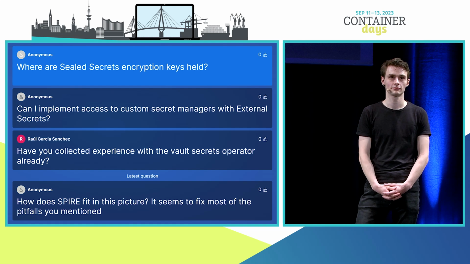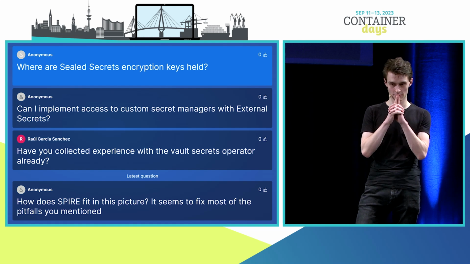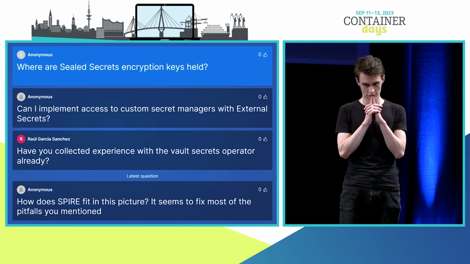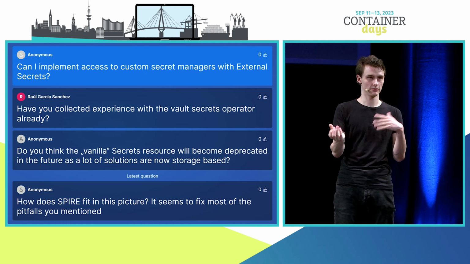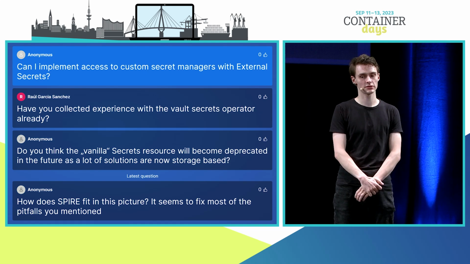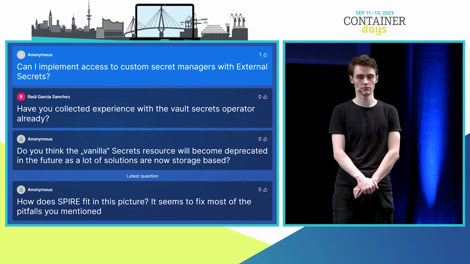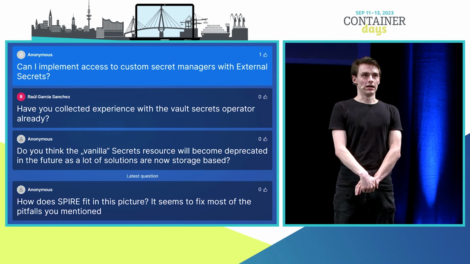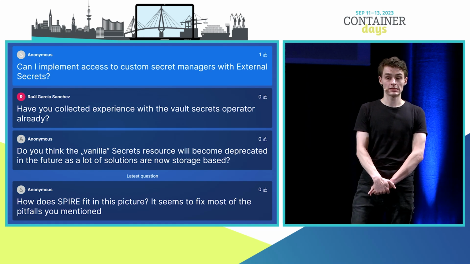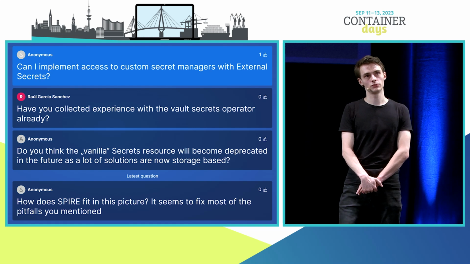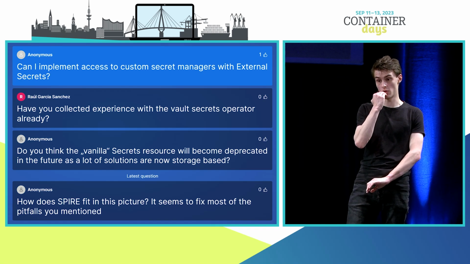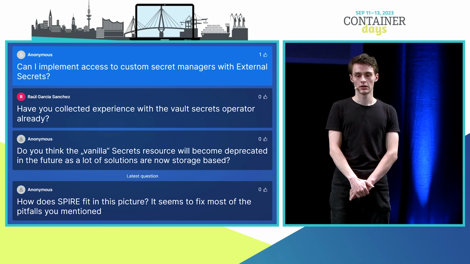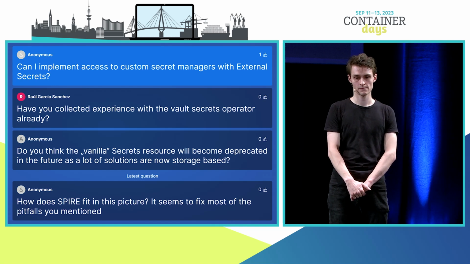Got it. How can I implement access to a custom secret manager with External Secrets? External Secrets has a set of supported secret managers, and a custom external KMS, for example, I guess. Something like KMS, but not KMS. I have actually no idea. As far as I know, they do not have any plugin mechanism. But please fact check me on that and come back to me later. I have no idea if that's possible with External Secrets. That's fine. A nice question also.